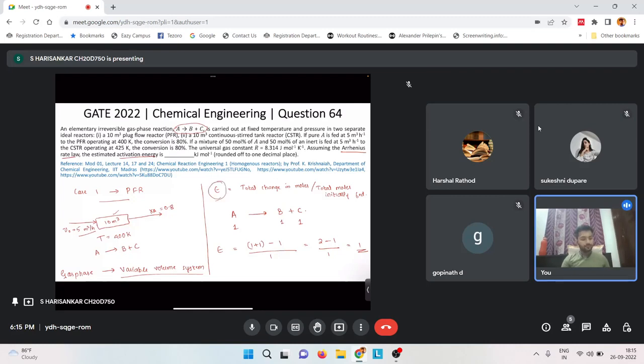So we'll find the epsilon like this. So we can write the reaction A gives B plus C, and we can find the epsilon as the total moles of product minus total moles initially fed, divided by total moles initially fed. So total mole of product is 1 plus 1, that is 2, and total moles initially fed to the reactor, in the case of PFR, it is only pure A. So it is 1. So 2 minus 1 by 1, and the epsilon will be 1. Right? Now the same thing we need to calculate for CSTR.